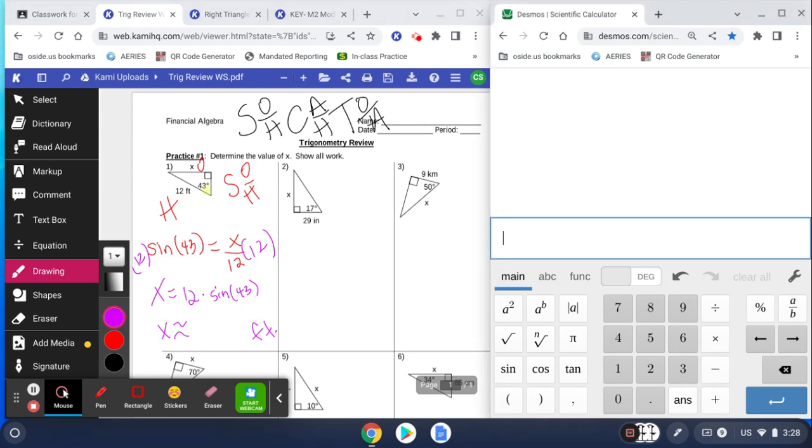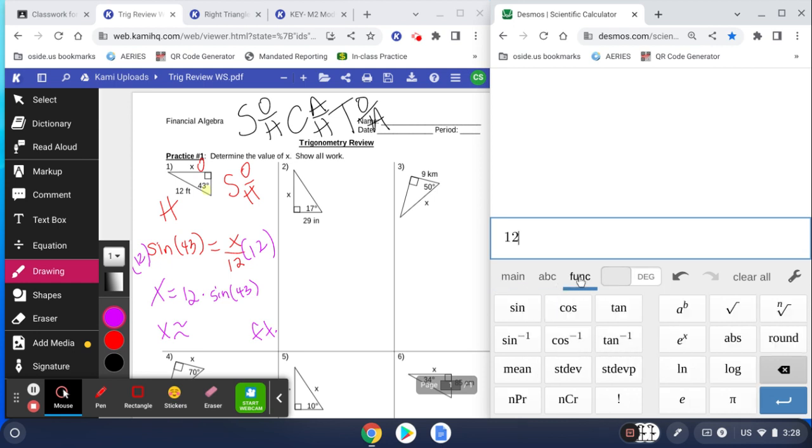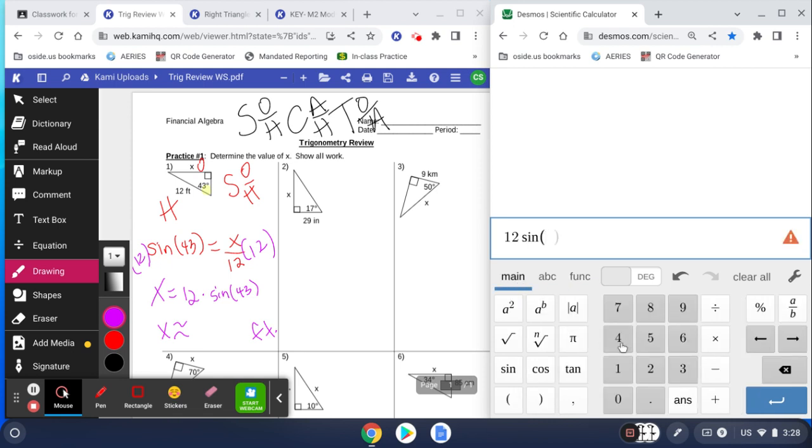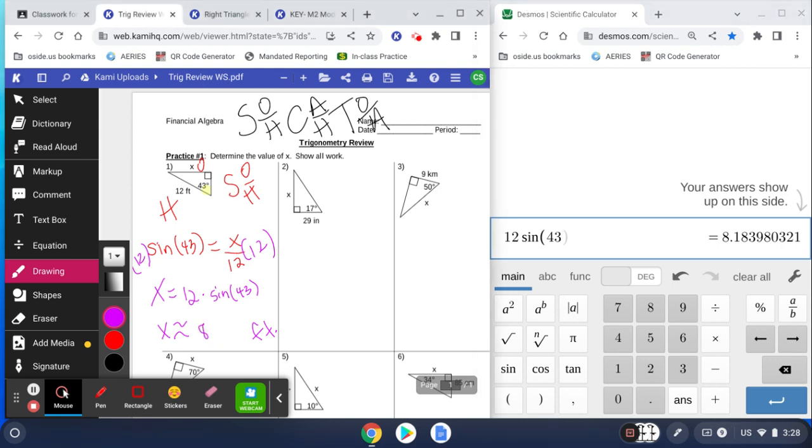Okay, here I go. Type in 12 times. Now, where are the sine, cosine, and tangent functions on Desmos? You have to click on this function tab, and here it is right here. And then I go back to the main to get to the numbers again. So 12 times the sine of 43, you got it, 8.18 feet.